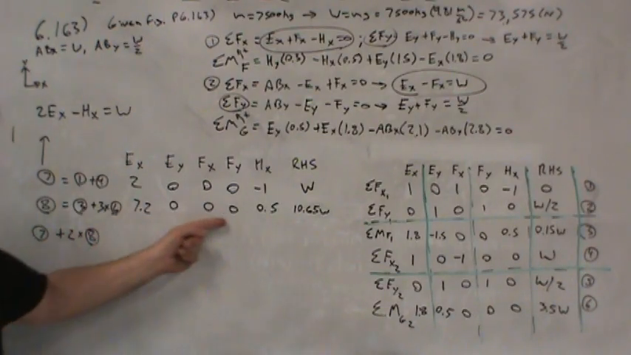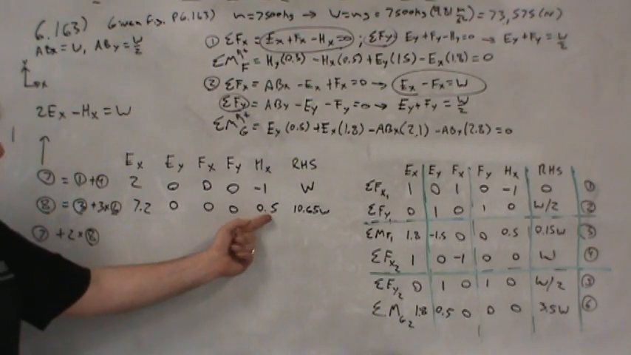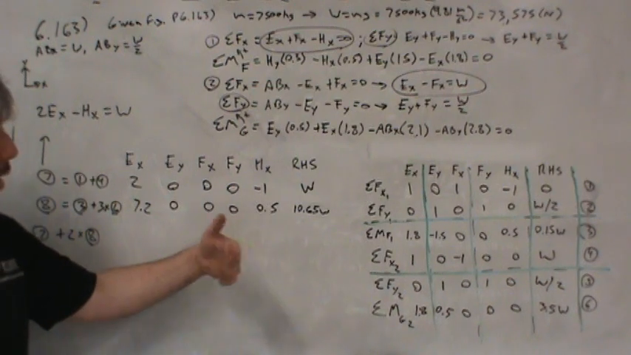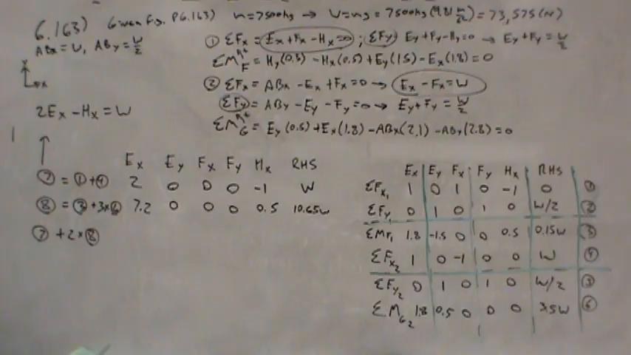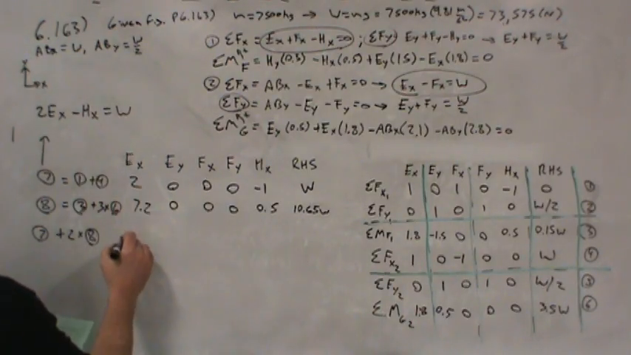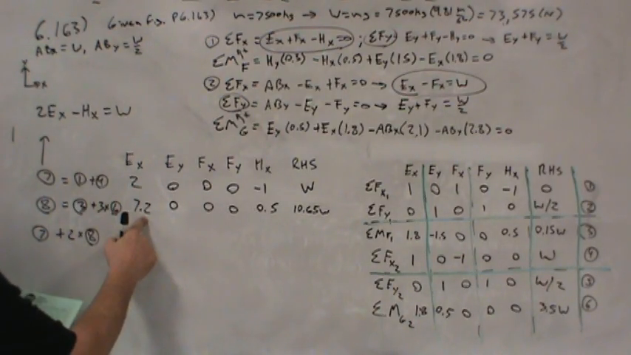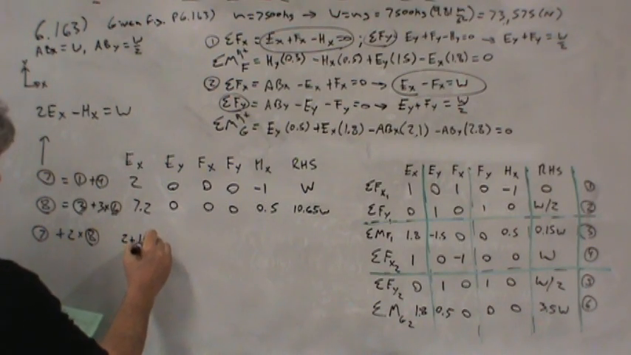Because if I multiply equation 8 by 2, I'll get a 1 in the HX position. I'll get a whole HX. And when I add that together, that will eliminate HX. So I've got to multiply everything by 2. So I'll have 2 plus 2 times 7.2. Well, 7.2 times 2 is 14.4.